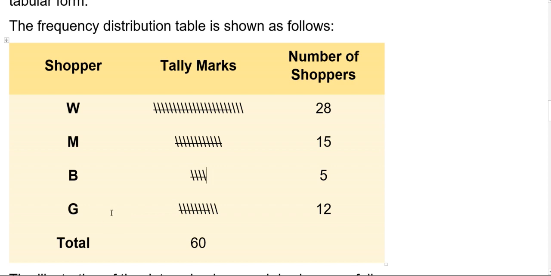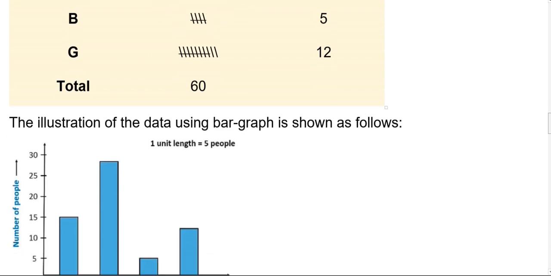Here girls are 12 members: two strikeout groups making 10, and two vertical lines only. Sorry, 1, 2, 3, 4 strike, that is 5; 6, 7, 8, 9 strike, that is 10; and two single lines, so 12 in total. In this way tally marks can be represented.